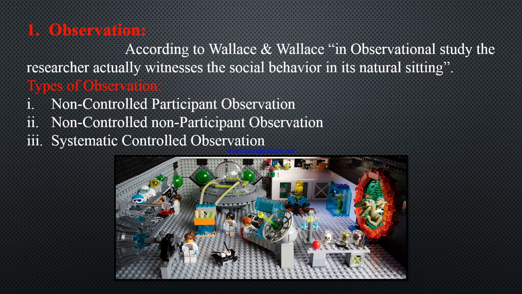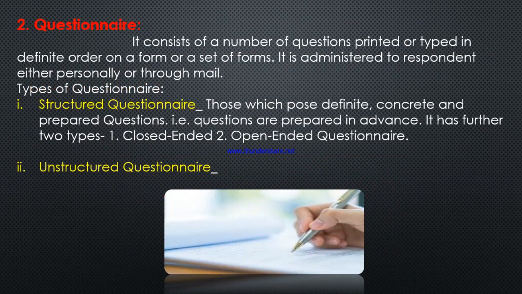I mean, the next item: non-participant observation. In this one, you are observing from far away. You are not acting as a part of them, but you are observing in the same systematic, controlled way. So these are different techniques of observation used in social research.